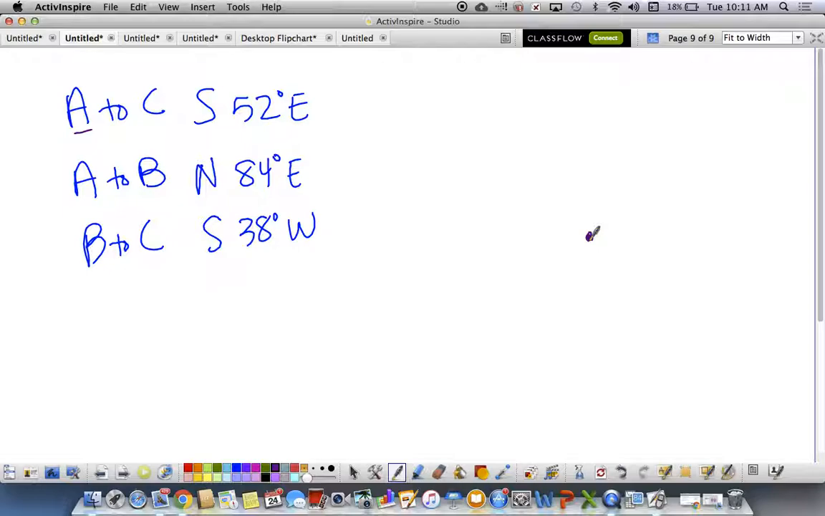Because I'm thinking which direction I'm going from A to C. So from A to C is south, 52 degrees east. So from my point A, which way is south? Down. I'm actually going to draw dotted lines. That's my south. Where's 52 degrees east? All this is drawing 3 bearings all in one spot. So I'm going to go this direction, approximately 52 degrees east.